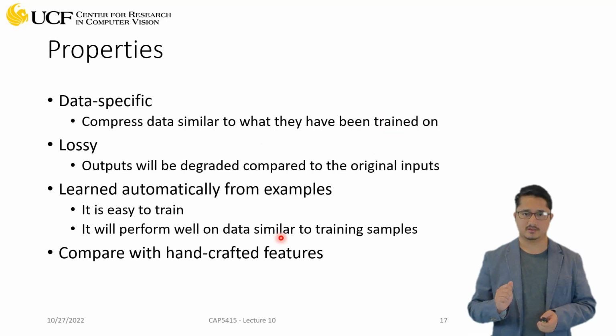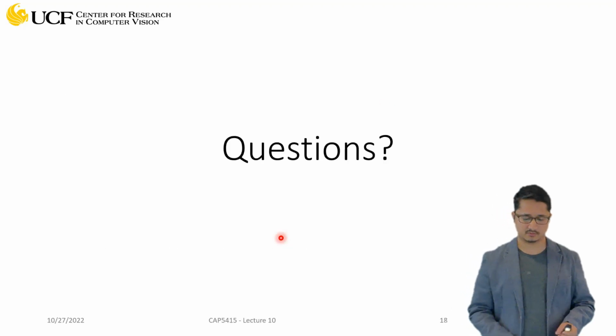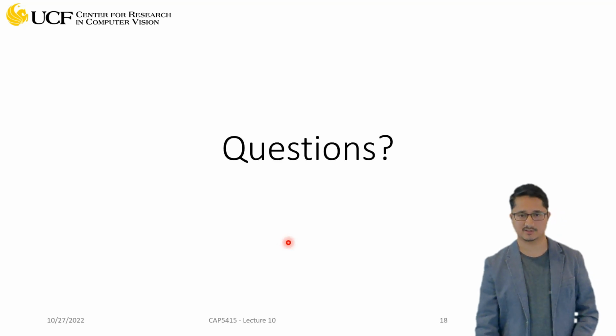So that's good. Now let me quickly jump to the second lecture. Hopefully we'll be able to finish this today. That was all I had for autoencoders. As I said, I will be pretty quick on this. Any questions you have?